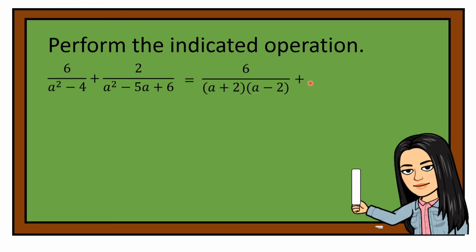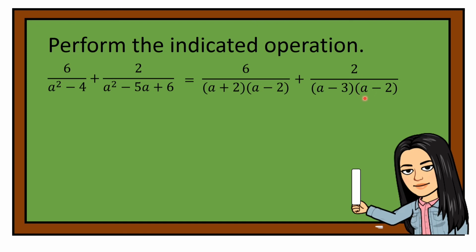And then copy the operation, which is addition. And then the second denominator of our rational expression is a squared minus 5a plus 6. So this is a quadratic trinomial. Therefore, we're going to use factoring quadratic trinomial of the form x squared plus bx plus c. And the factor of this denominator is a minus 3 times the quantity a minus 2. So we copy the numerator and then put it over the factors of the denominator.